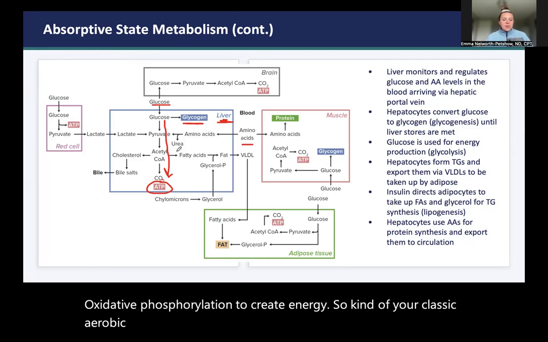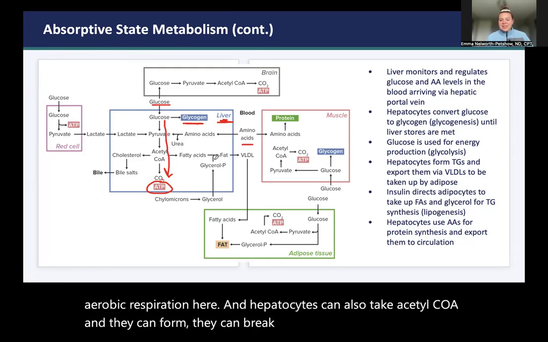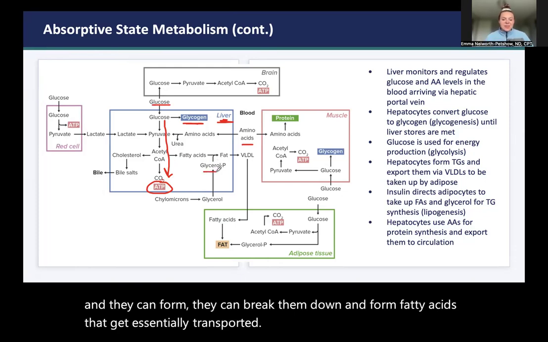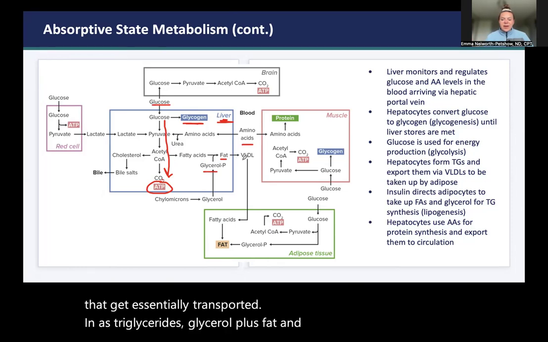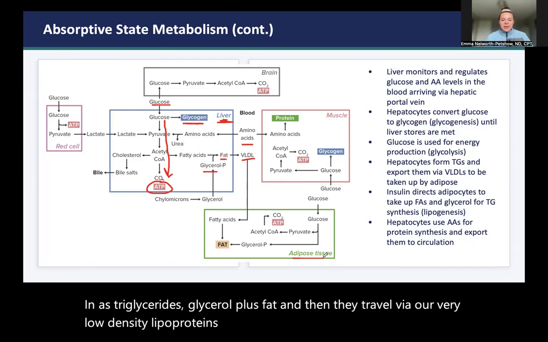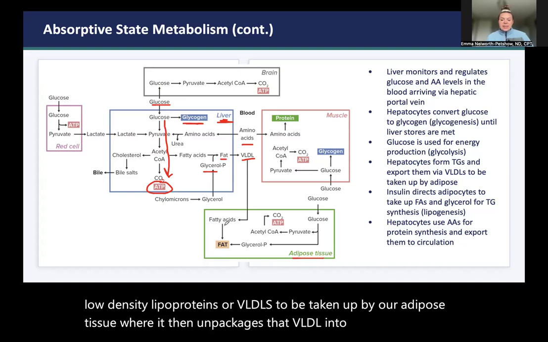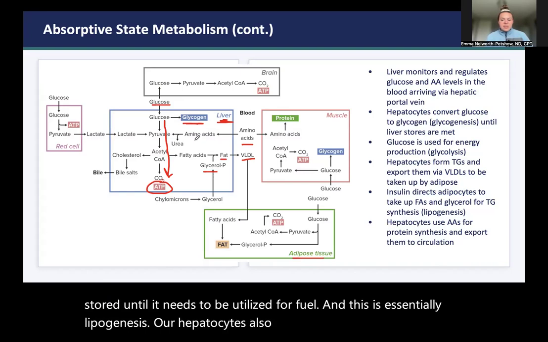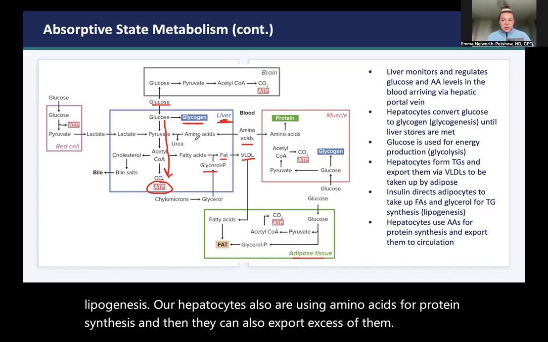And hepatocytes can also take acetyl-CoA and break it down and form fatty acids that get essentially transported as triglycerides, glycerol plus fat. Then they travel via our very low density lipoproteins, or VLDLs, to be taken up by our adipose tissue, where it then unpackages that VLDL into fatty acids and it's stored until it needs to be utilized for fuel. And this is essentially lipogenesis. Our hepatocytes also are using amino acids for protein synthesis, and then they can also export excess of them into the circulation if they don't need it.